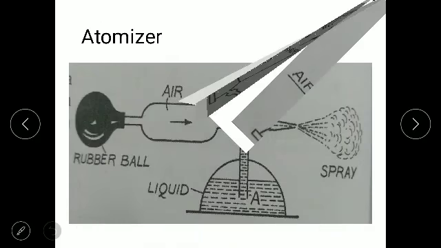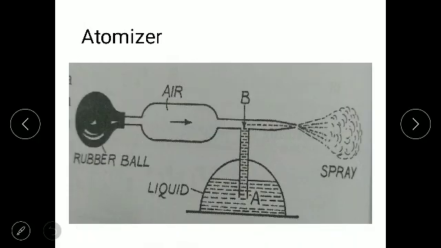Second one is the atomizer. This is an instrument used to spray a liquid in the form of small droplets. It consists of a vertical tube AB whose lower end A is immersed in a liquid filled in the vessel, and the upper end B opens in a narrower part of a horizontal tube. At one end of the tube there is a rubber ball, while at the other end there is a fine bore.